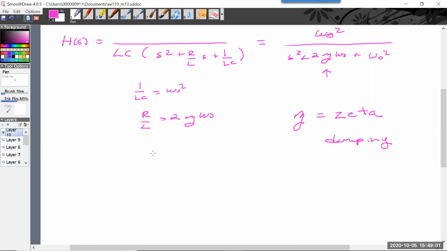Oh, is there a question? Now, the thing is how to design a filter with this: choose L, then calculate C. You're missing an S on the second term in the denominator. Thank you. Yeah, there's got to be an S there.